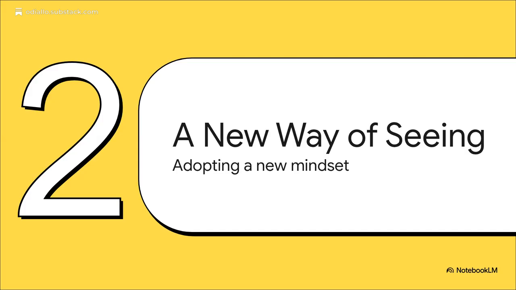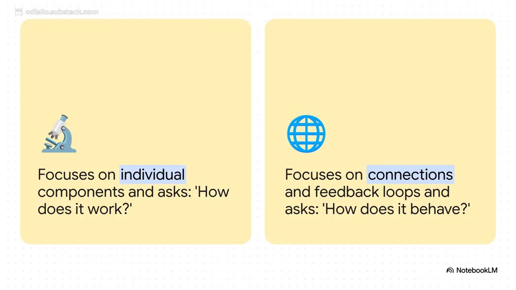Okay, so if we're going to see this giant, interconnected web, we need a new mental model. We need a totally new way of looking at the digital world. This right here shows the shift perfectly. See, instead of focusing on the individual components and just asking, how does it work, we're going to start focusing on the connections and the feedback loops. And that lets us ask a much more interesting question. How does it behave? This is the heart of an idea called systems thinking.